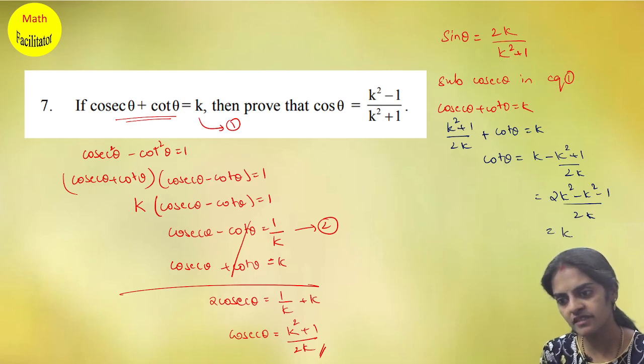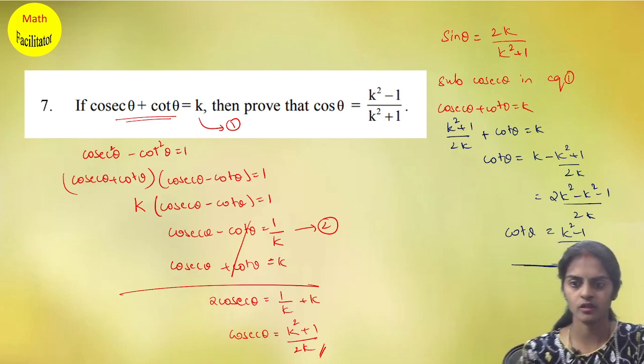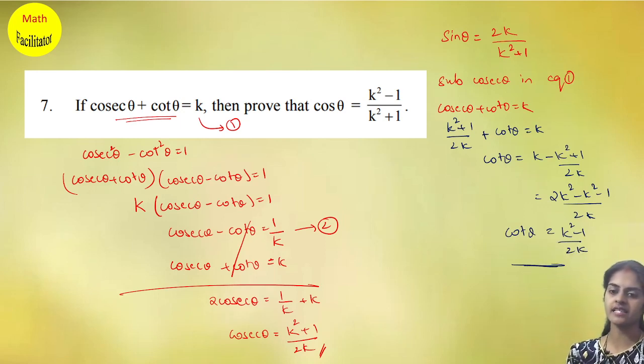It is similar to the previous question, so I am doing it a little quickly. Okay, so this is the cot theta value I got. Cot theta is (k square minus 1) by 2k. Understood?